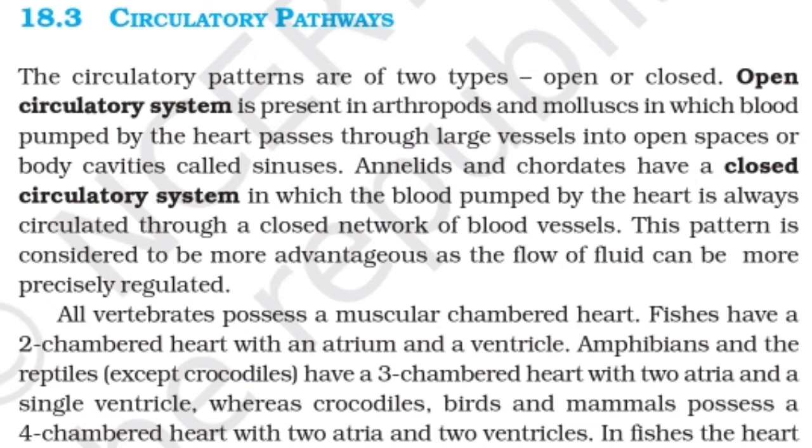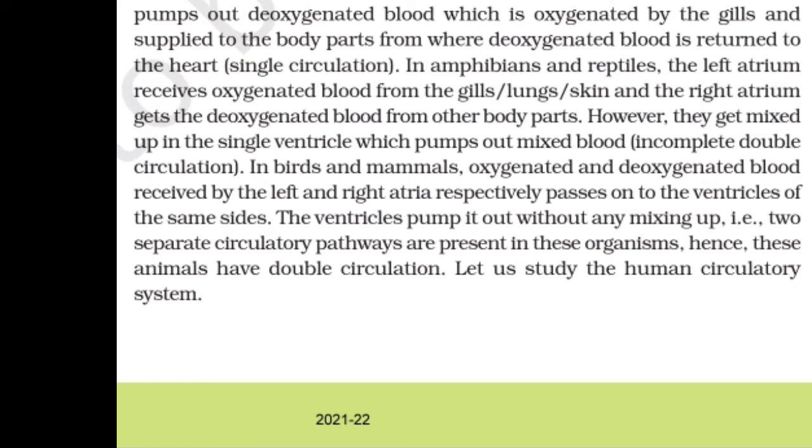In fishes, the heart pumps out deoxygenated blood, which is oxygenated by the gills and supplied to the body parts, from where deoxygenated blood is returned to the heart (single circulation). In amphibians and reptiles, the left atrium receives oxygenated blood from the gills/lungs/skin, and the right atrium gets the deoxygenated blood from the other body parts. However, they get mixed up in the single ventricle, which pumps out mixed blood (incomplete double circulation).